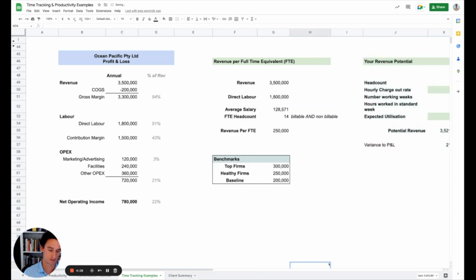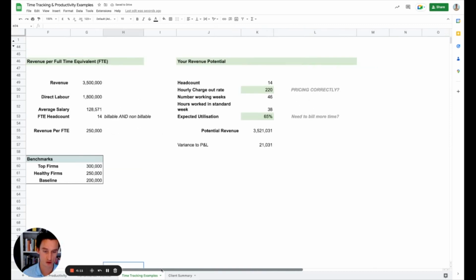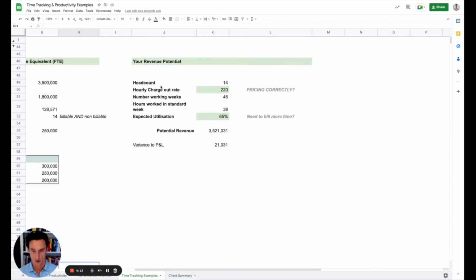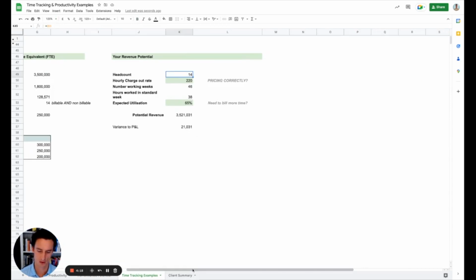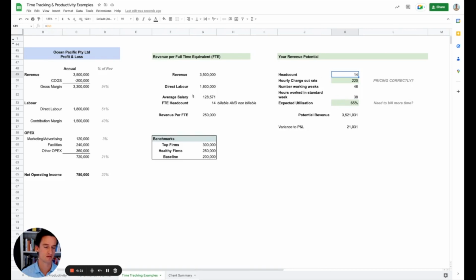If we just open this up, I want to introduce this concept of revenue potential again. Assuming in this example, we've got a headcount of 14. So let's just reduce this a little bit. Assuming we've got a headcount of around 14 people, and assuming our hourly charge rate of $220 per hour, 46 working weeks in the year, hours worked in a standard week is 38, and we're assuming the team will work about 65% of their time will be billable. You can see our revenue potential for this business should be around that $3.5 million mark.